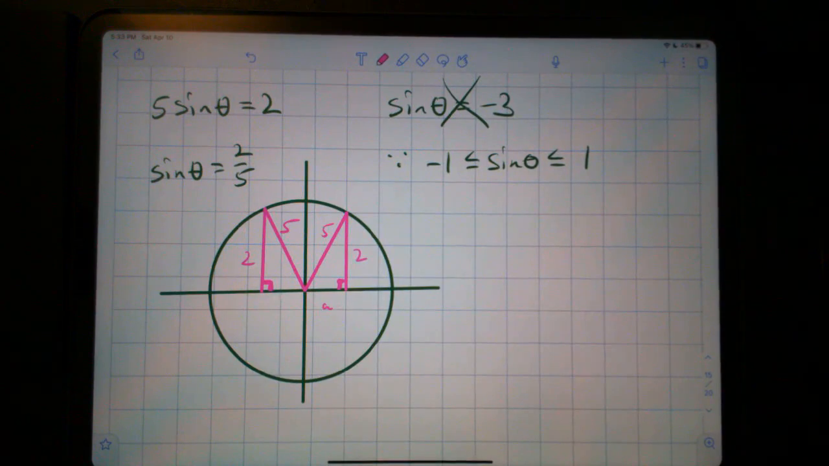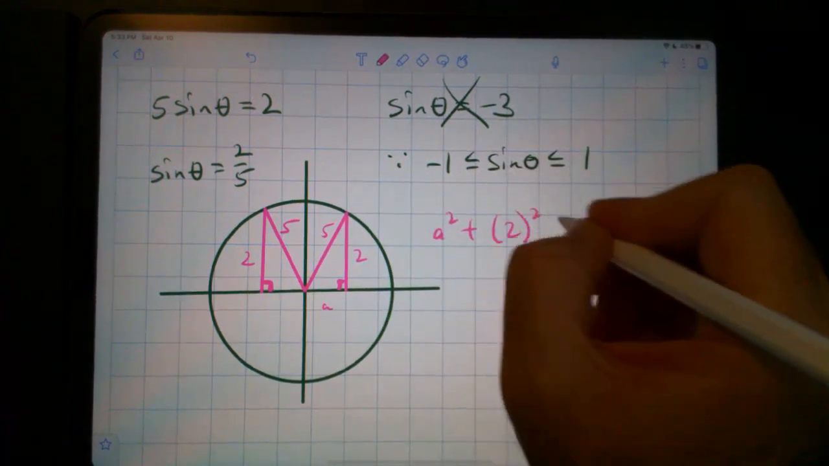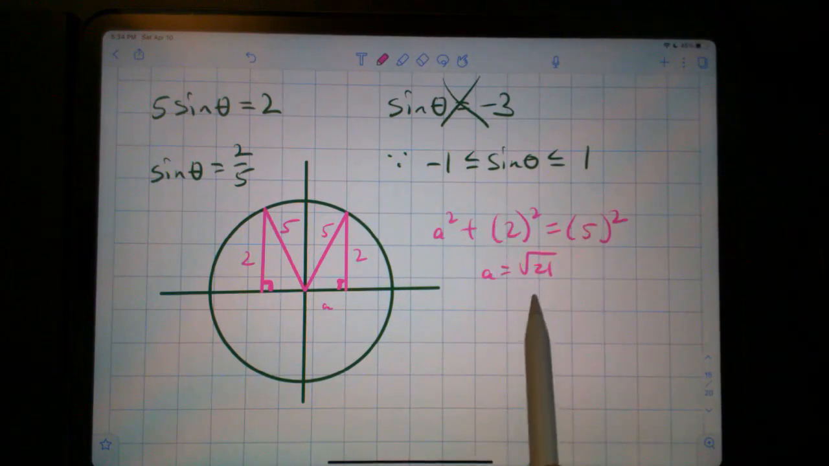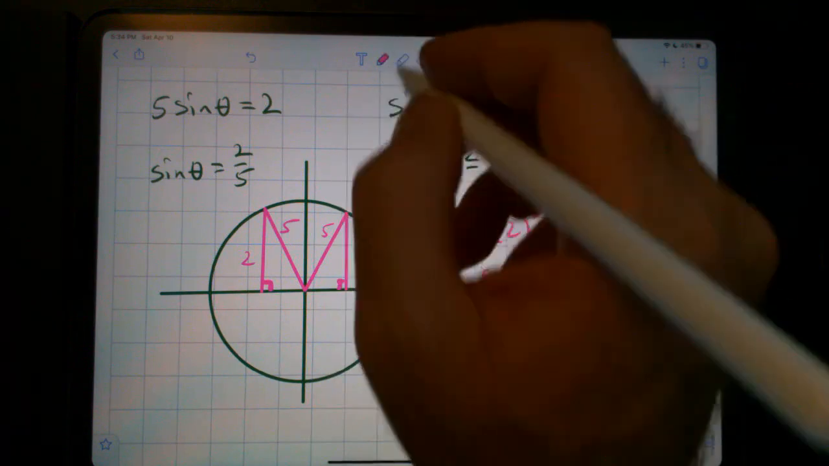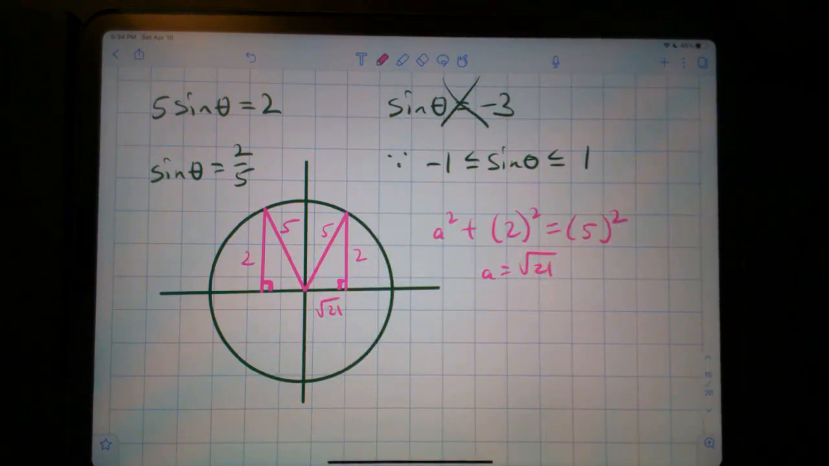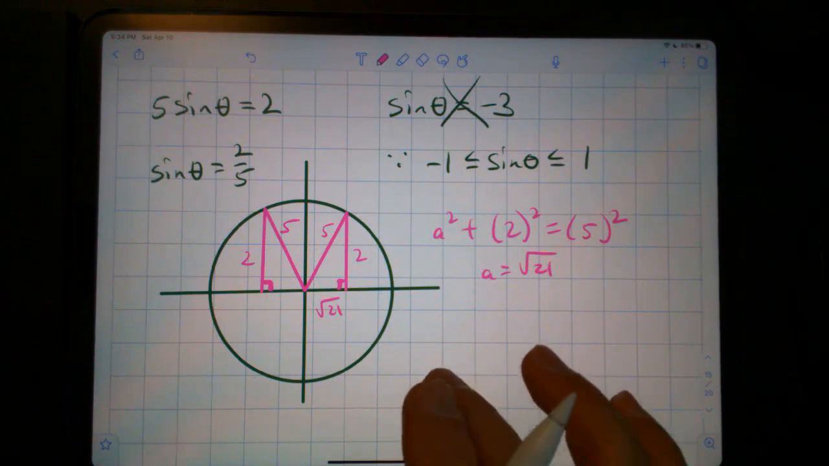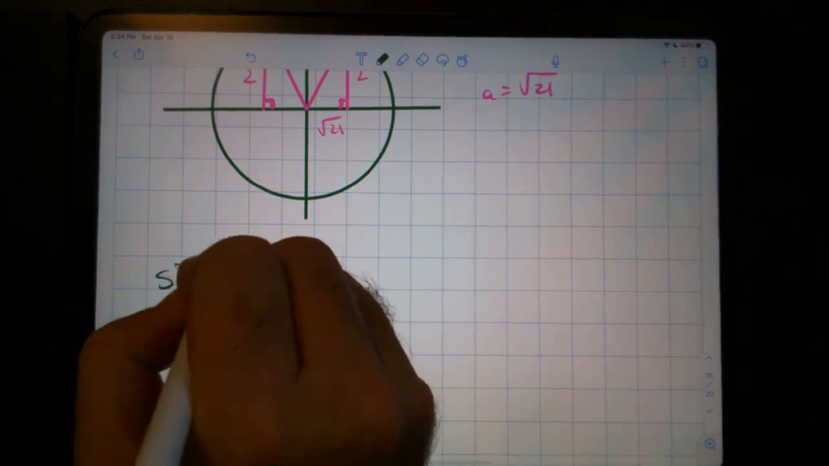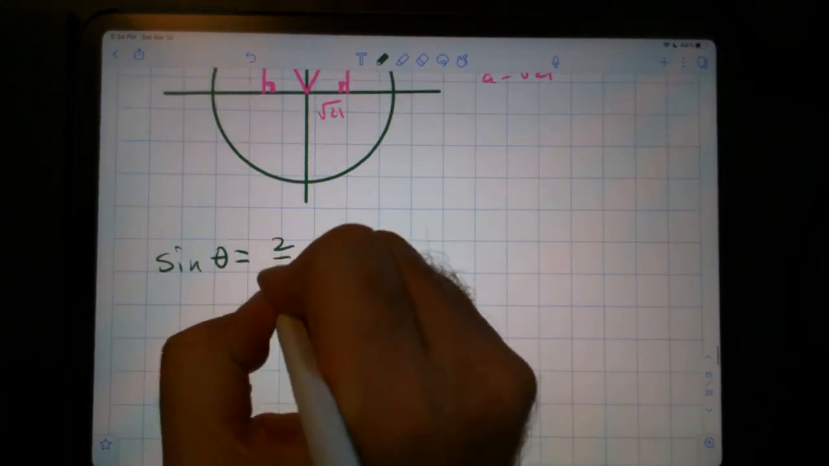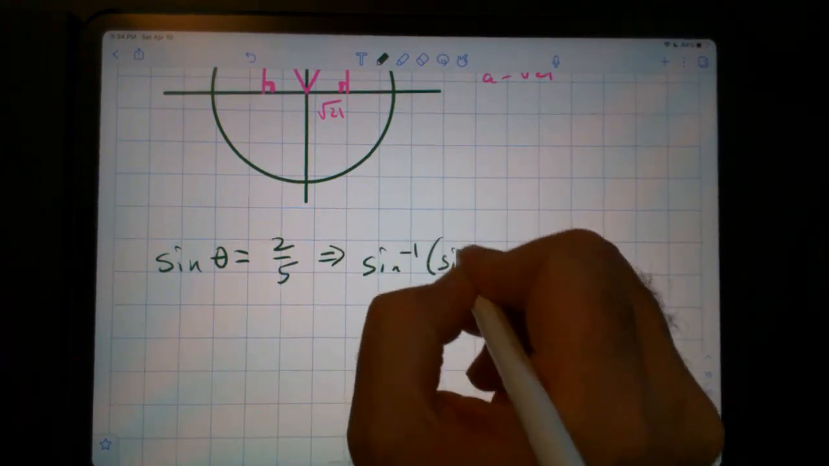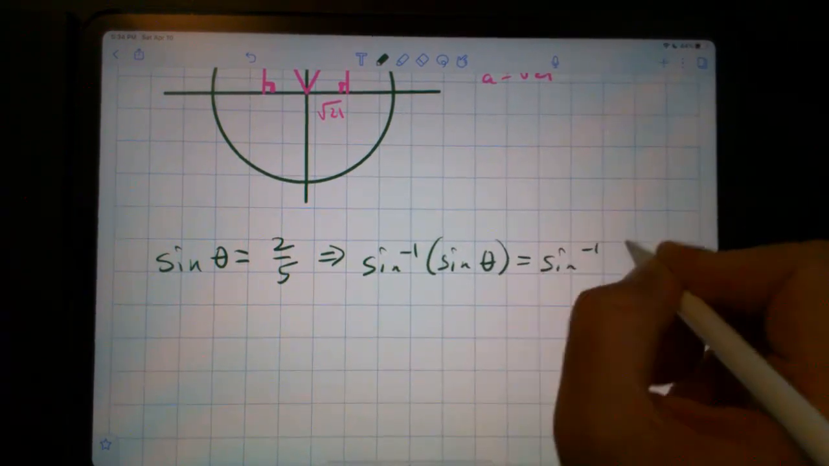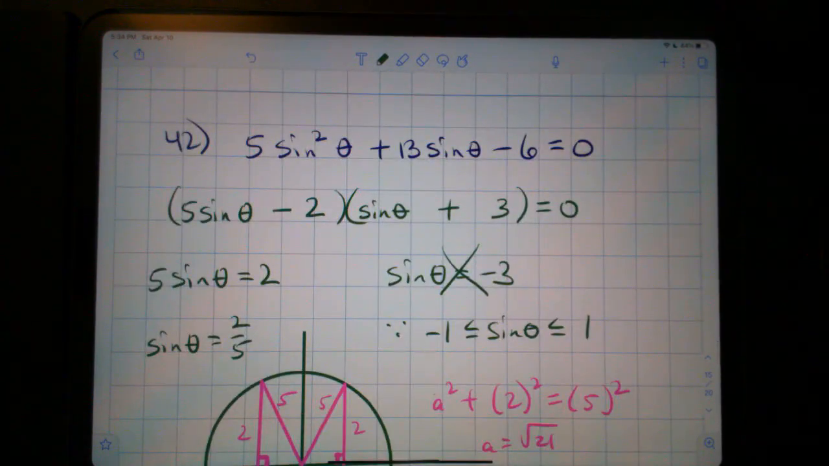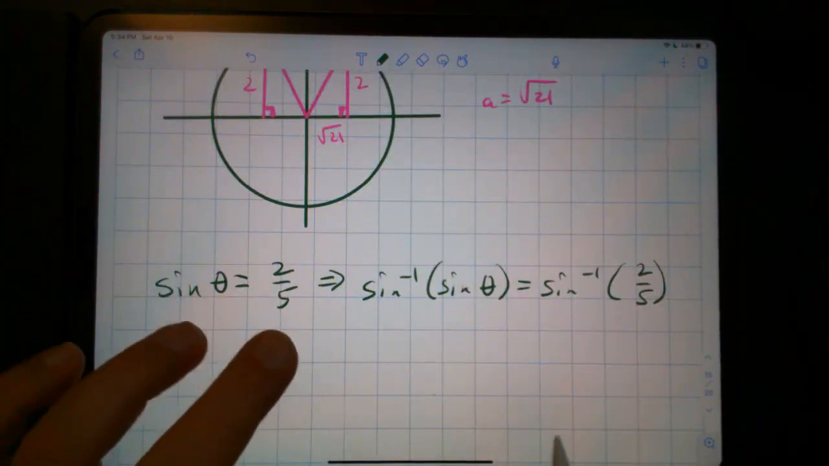What is our missing side length? A. So we have a squared plus b squared equals c squared. So that a is equal to the square root of 21. 25 minus 4 is 21. So this is radical 21. Don't know if we need that or not. We actually don't. And 42 also needs to be done in degrees. Okay, so we have sine theta equals 2 over 5.